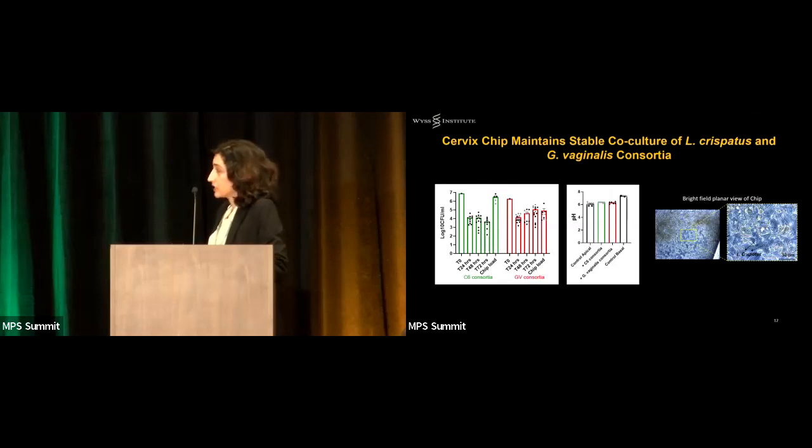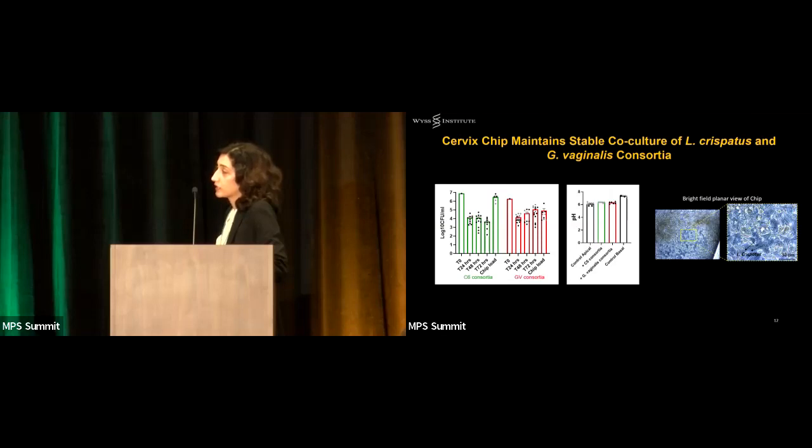And here you see that we selected one of the L. crispatus consortia and one of the dysbiotic consortia, mainly the G. vaginalis, inoculated them on the cervix chip and maintained for 3 days. And here you see that with these models, we are able to, on a daily basis, look and see how much bacteria are actually coming out of the chip. So this enables us to dynamically monitor what's going on in the chip.